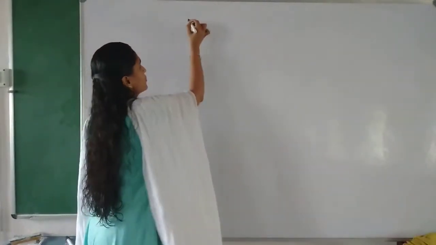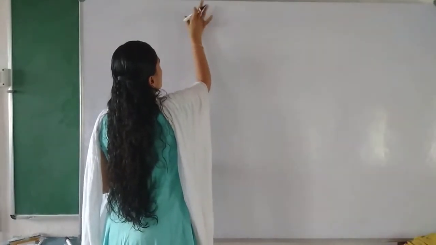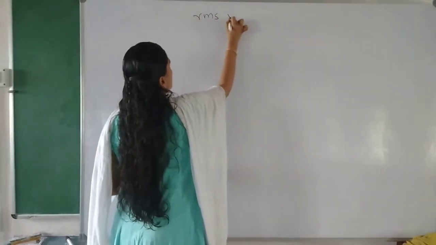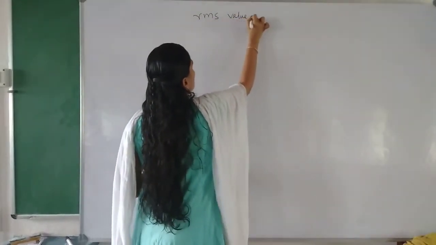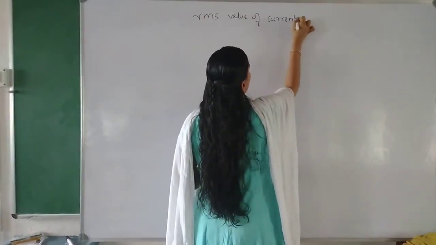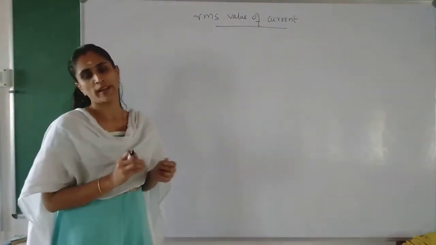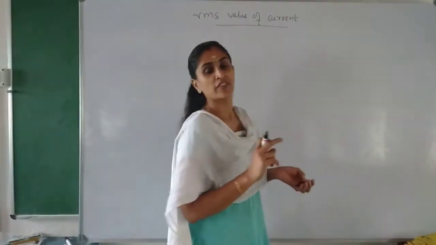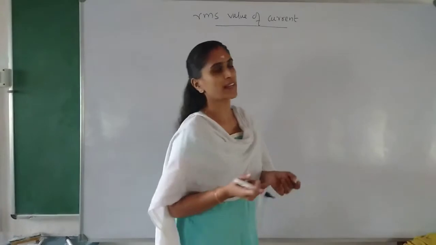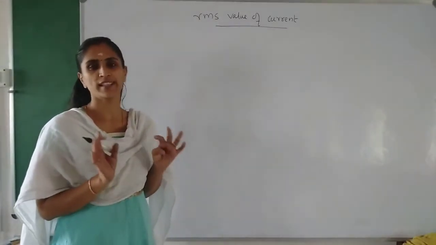Now we will discuss the RMS value. RMS stands for root mean square. Last year we studied root mean square velocity in kinetic theory. Here we are discussing the RMS value of AC voltage or AC current.